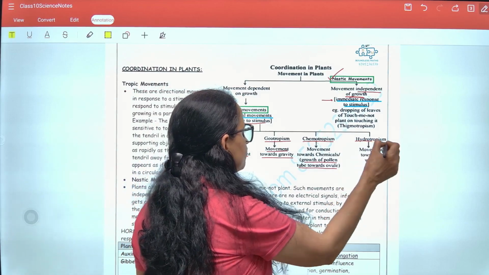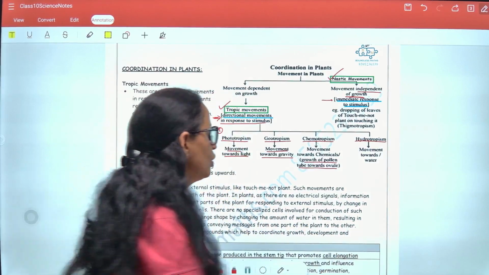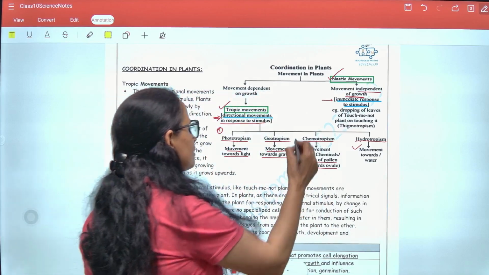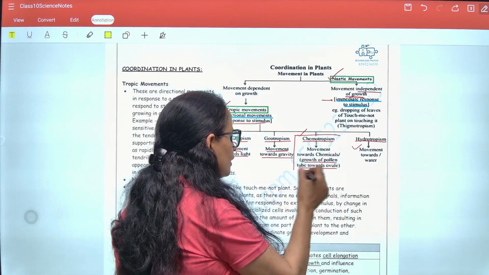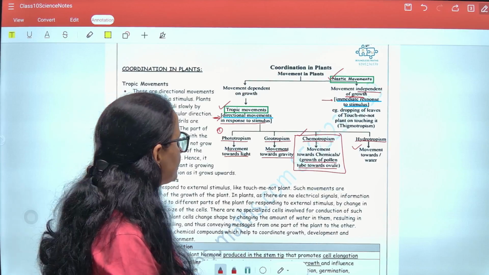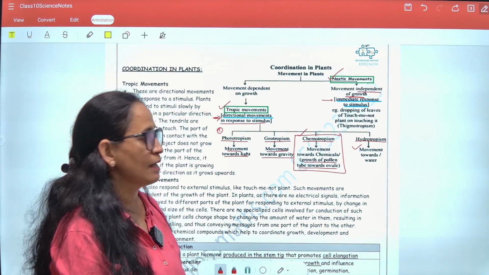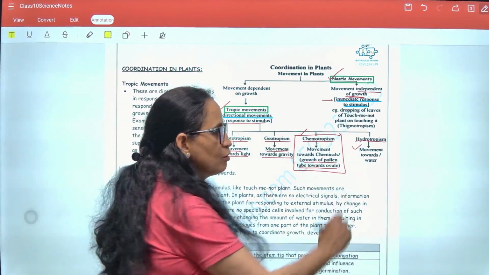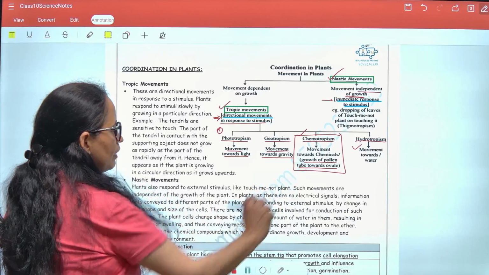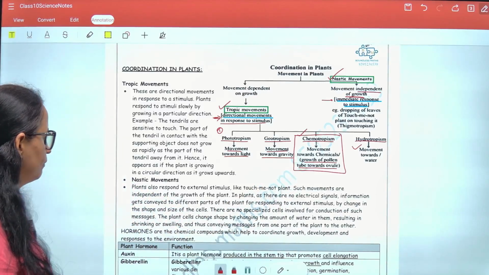Hydrotropism. Hydro word is for water. So movement towards water is called hydrotropism. Out of all these, chemotropism is again very important. Along with the example, you should be able to explain what is chemotropism. It is the movement towards chemicals. For example, the growth of pollen tube towards the ovule is an example of chemotropism. So always remember this is very, very important here out of all 4 of them, right?